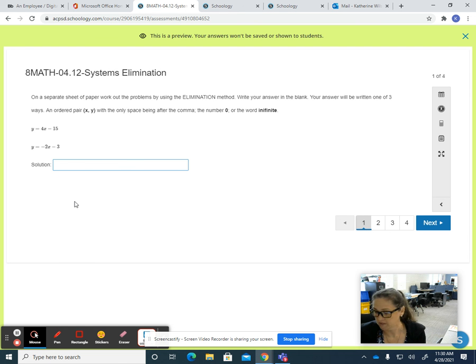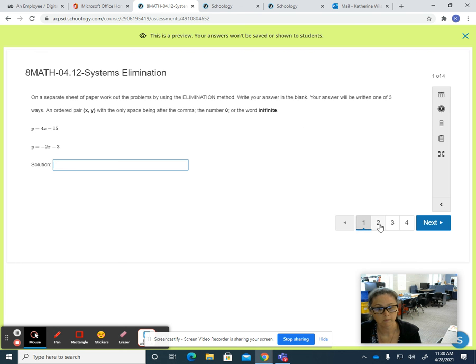If you solve and you get 0, you're just going to type 0 in the blank. If you get infinity, like they equal each other, then you would type in the word infinite, spelled as above. And so those are the 3 ways you're going to submit your answers to these questions.